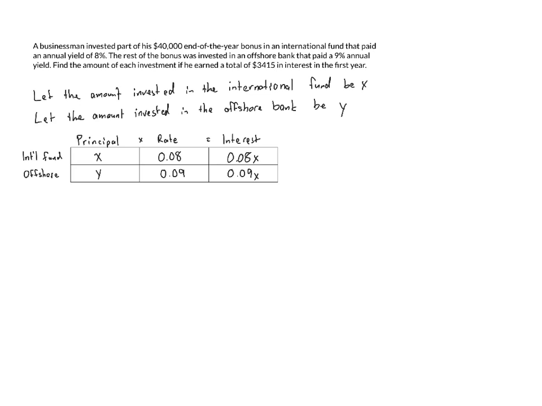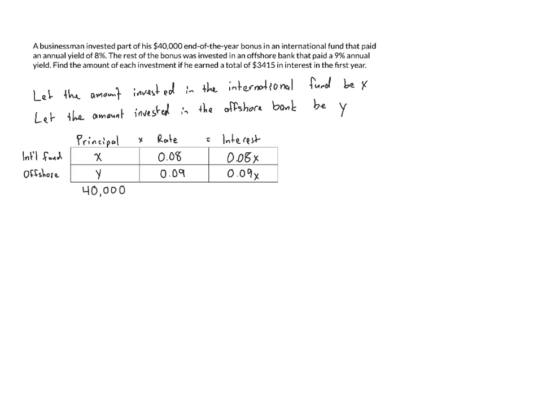Now there's 2 pieces of information we haven't used yet, $40,000 and $3,415. $40,000 represents the total amount of money that he had to invest. So that's going to be the total principal, and we're going to put that at the very bottom of the principal column.